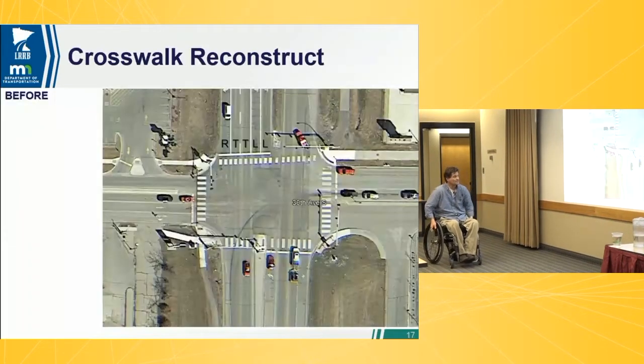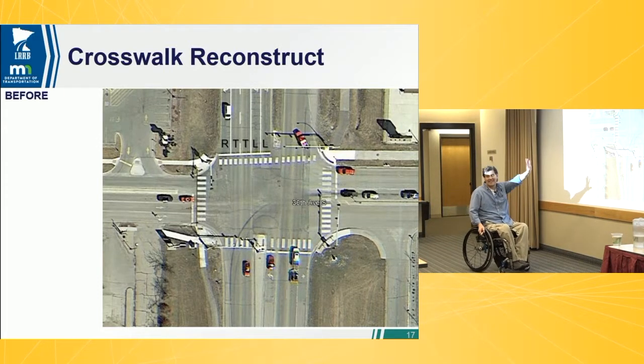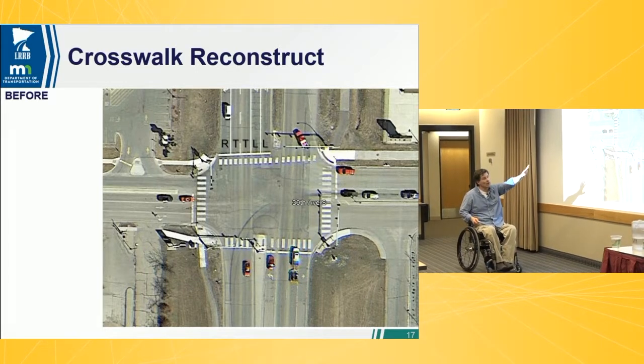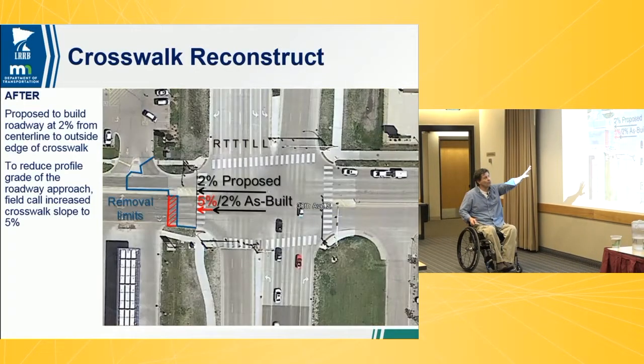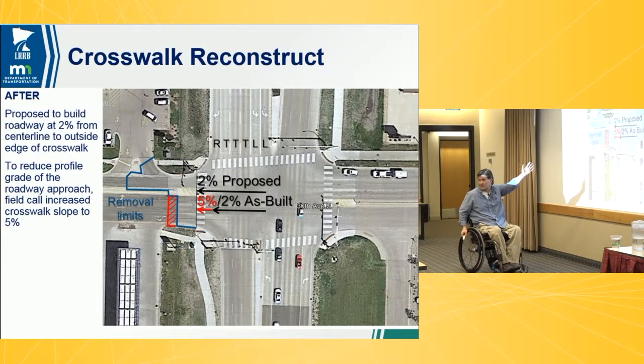Here's a crosswalk example. We've got a very wide road here, existing, and actually we're going to build another lane, another right turn lane on this one. So we're coming in here with a new bridge project and a widening. The design called for the whole thing to be 2% through the crosswalks, just like we recommended.